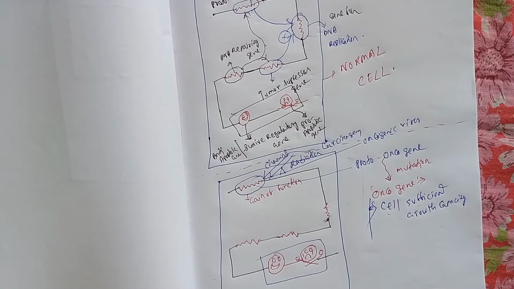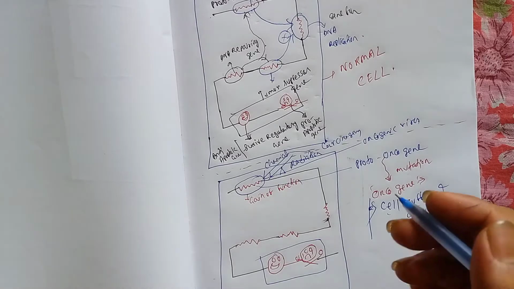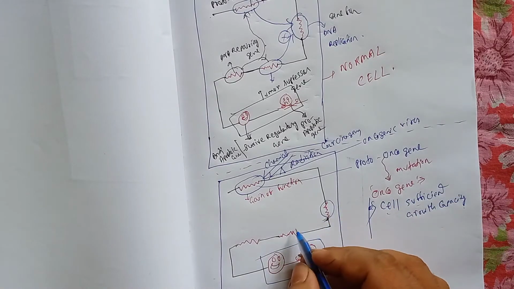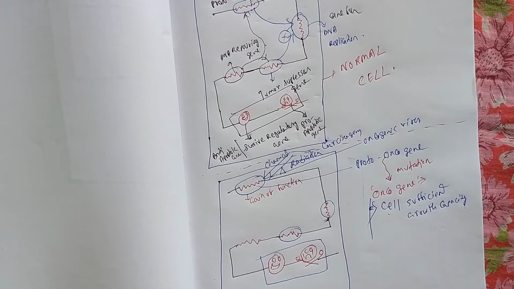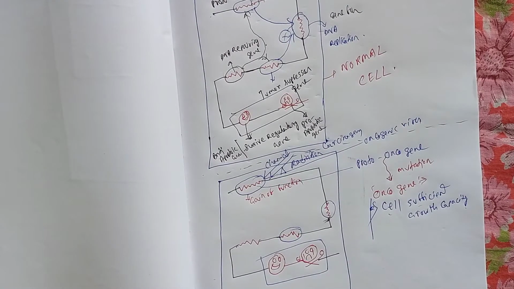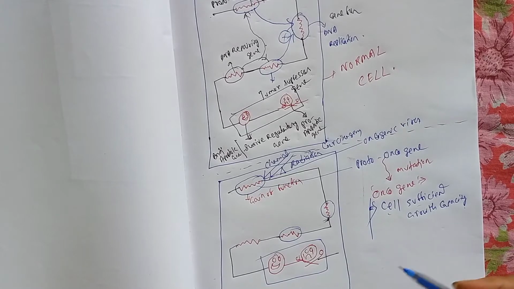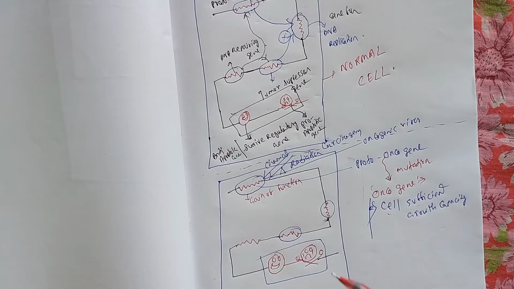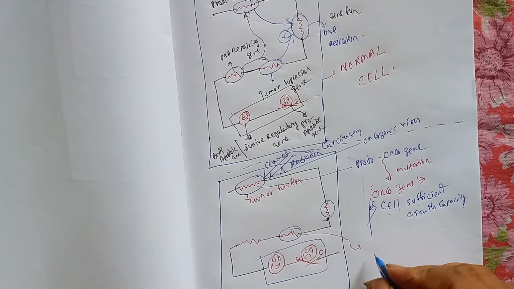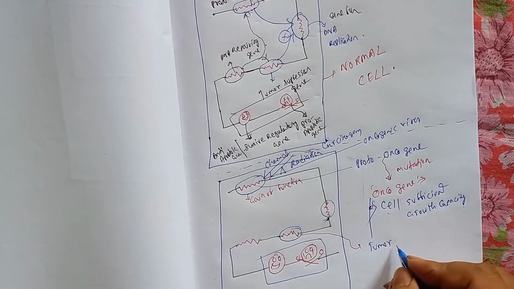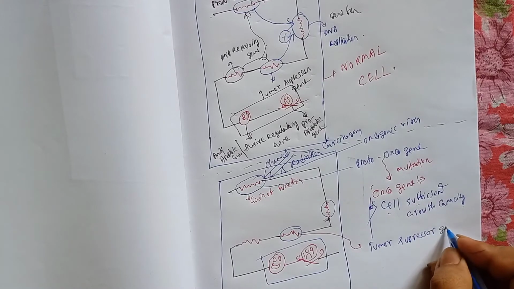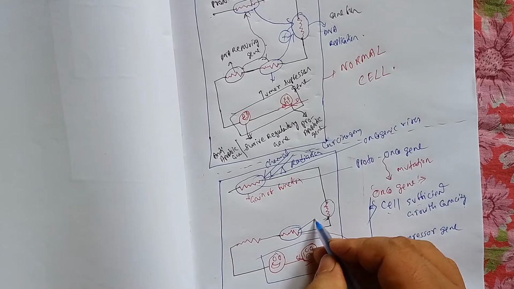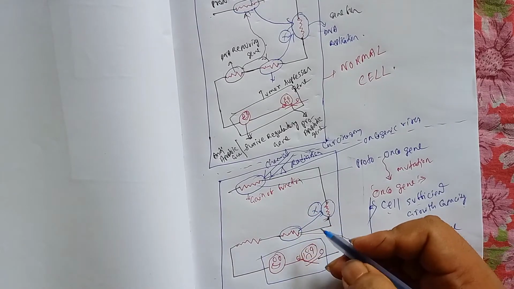Again, what will happen there? By the process of mutation, the tumor suppressor genes will also be mutated. What is their function? To inhibit further replication.